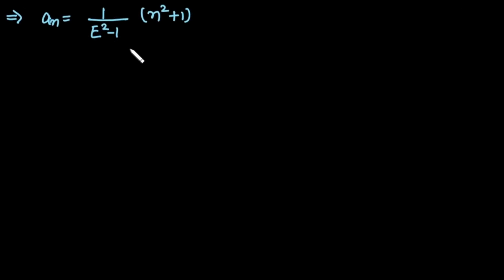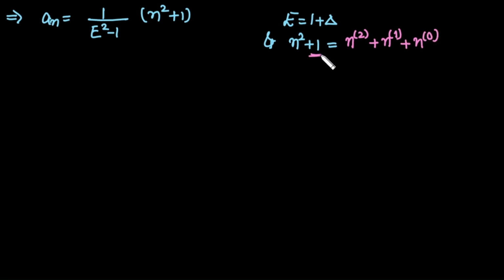From here, how to proceed? First step is replace E by 1 plus delta and convert the general polynomial into factorial polynomial. Now what is the value of n square in the form of factorial polynomial? That is n raised to power 2 factorial polynomial plus n raised to power 1 factorial polynomial. For 1, that is n raised to power 0. So n square plus 1 in the form of factorial polynomial is this.